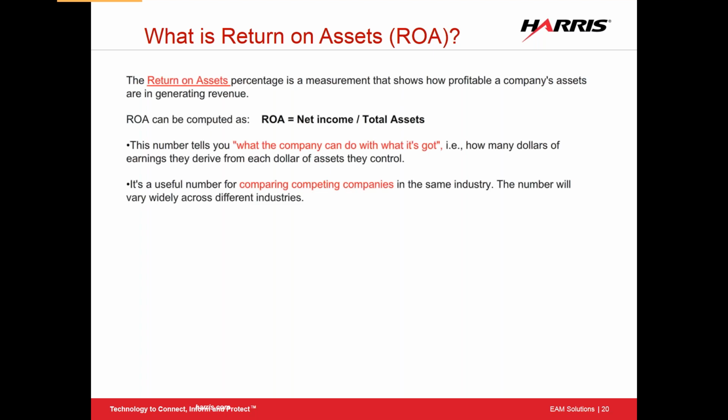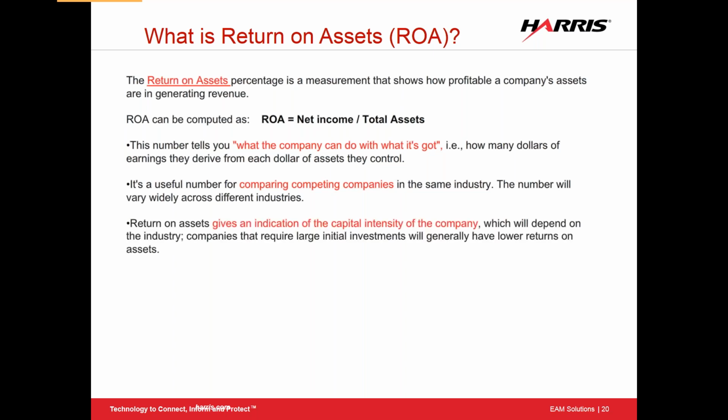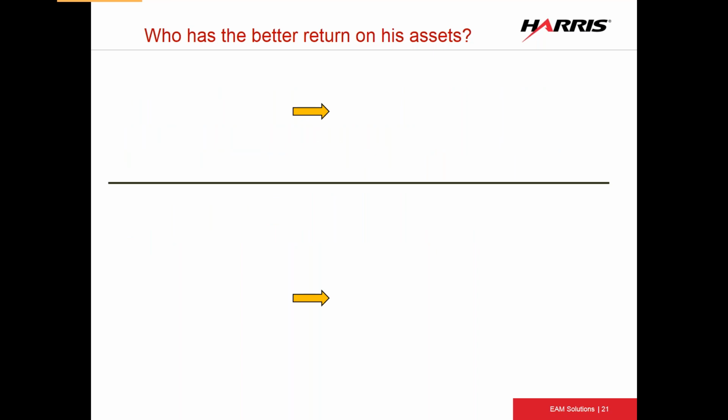A steel mill, for example, has hundreds of millions of dollars of investment in infrastructure. Imagine if you've ever been to a steel mill or seen movies or pictures of them, the investment versus a computer design house. So returns on assets gives you an indication of the capital intensity of the company. All right, now, very simple, another illustration I like to use. So who has the better return on assets?